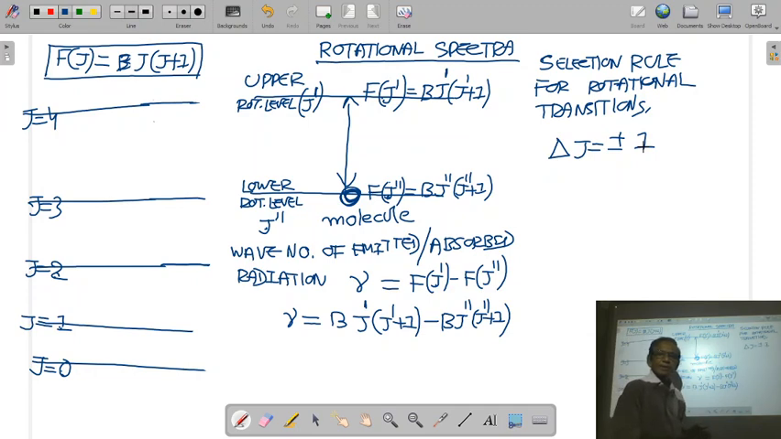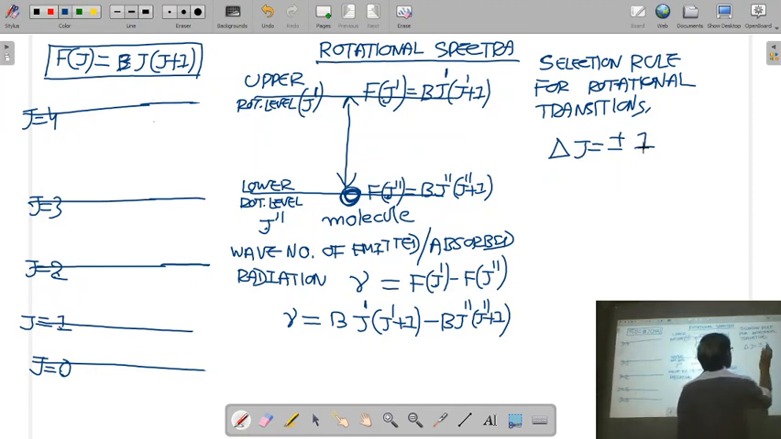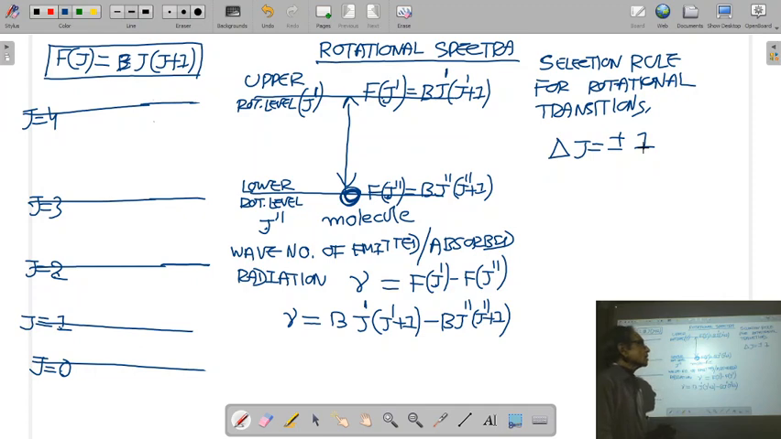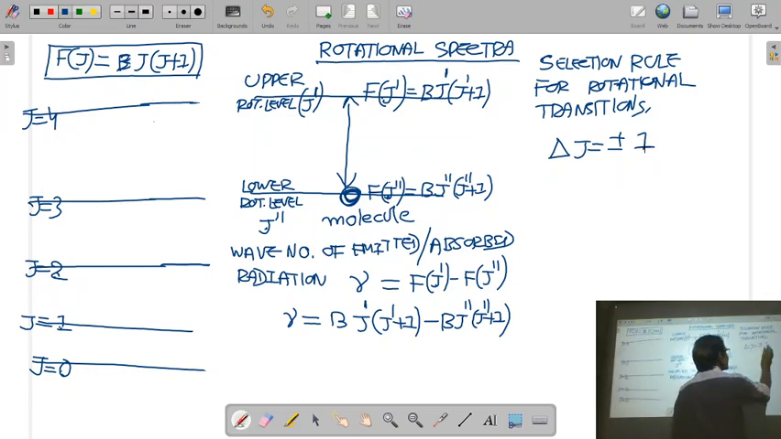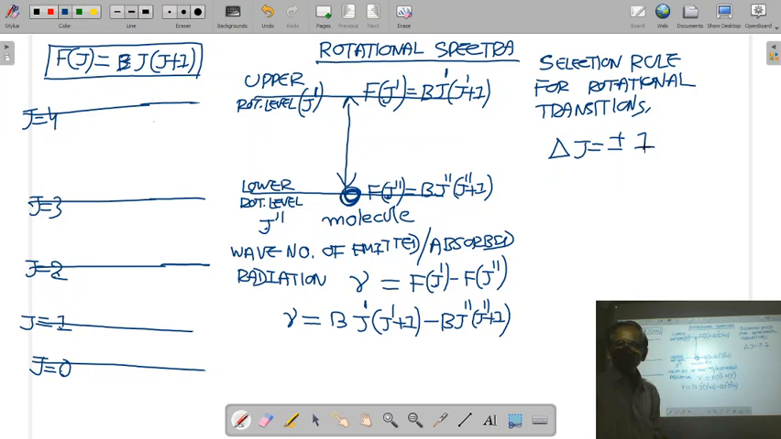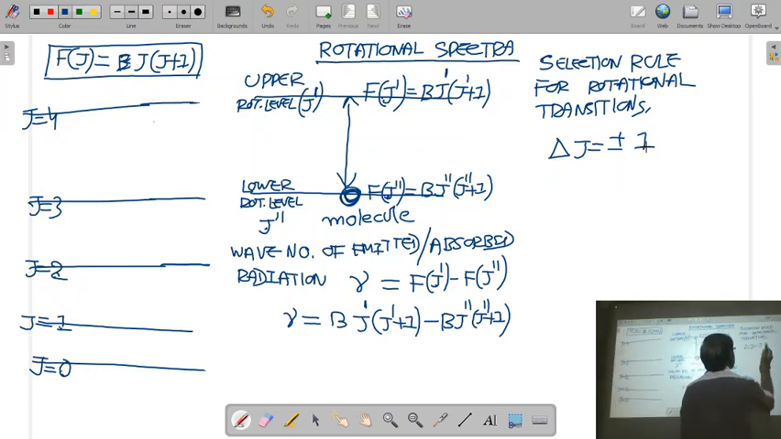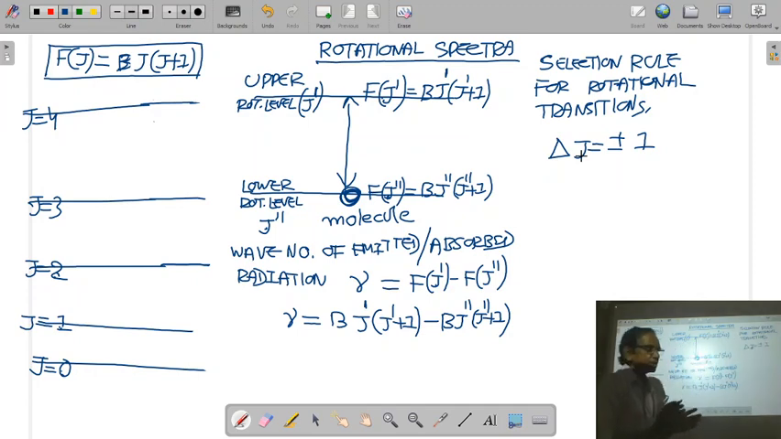This rule you will study in quantum mechanics. So the selection rule for rotational transitions is given by the change in rotational quantum number delta J equal to plus or minus 1. According to quantum mechanics, only these transitions are allowed; the other transitions are not allowed. What is delta J? This is the difference of the rotational quantum numbers of the upper level and the lower level.